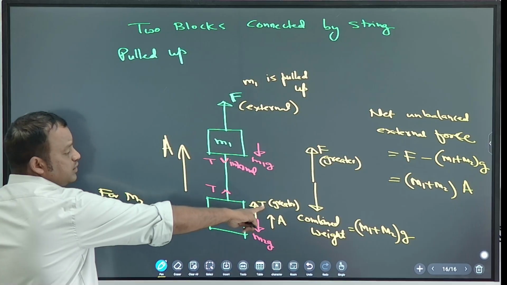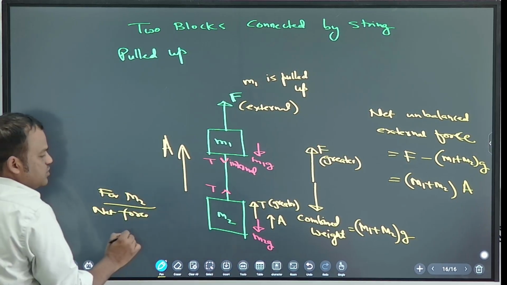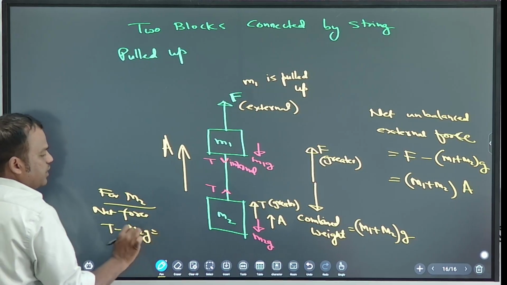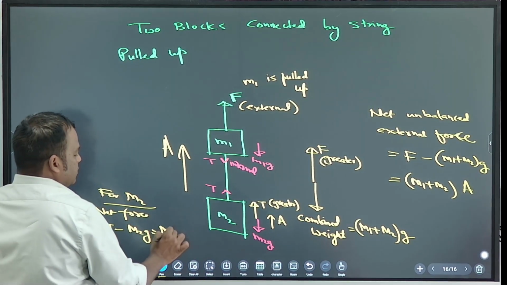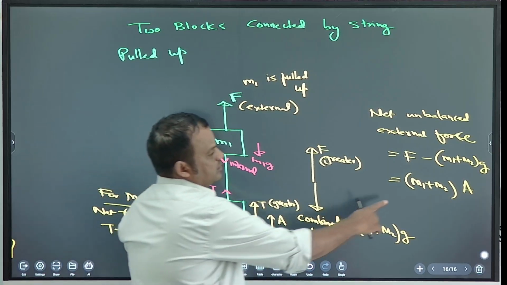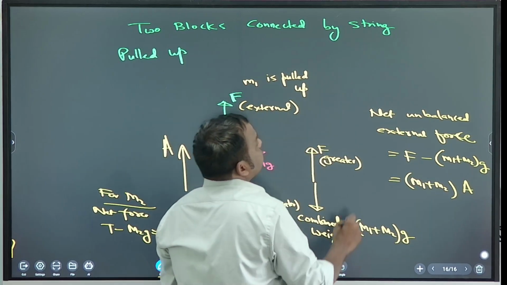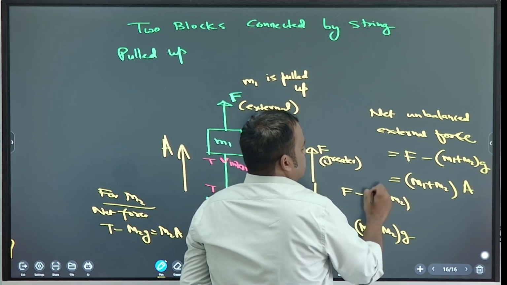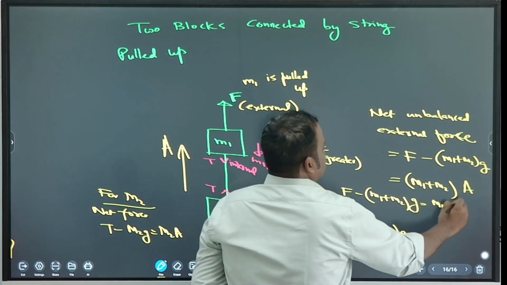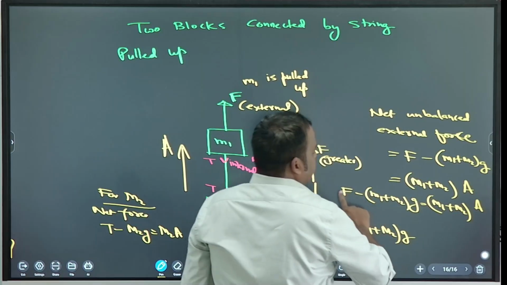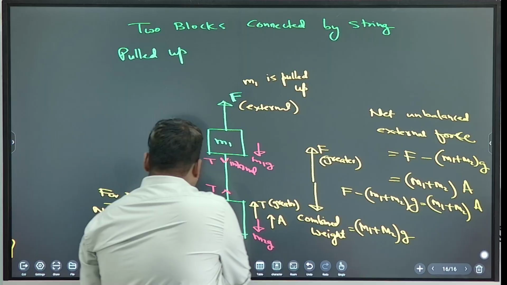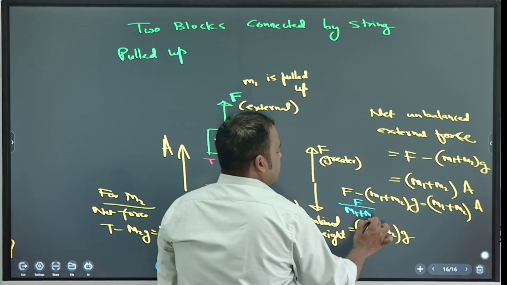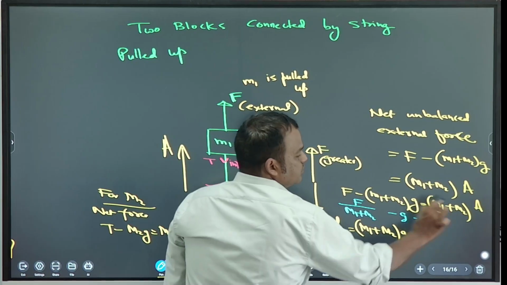What is the upward force? T. Downward force? M2G. So what is the net force? T minus M2G is equal to M2 into A. And A you will find from here. What is A from here? F minus (m1 plus m2) into g is equal to (m1 plus m2) into a. Now divide both sides by m1 plus m2. So you will get F by (m1 plus m2) minus g is equal to a.